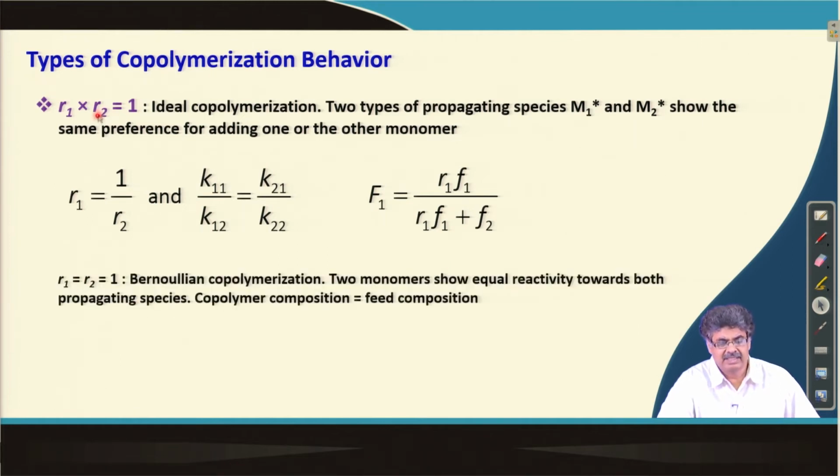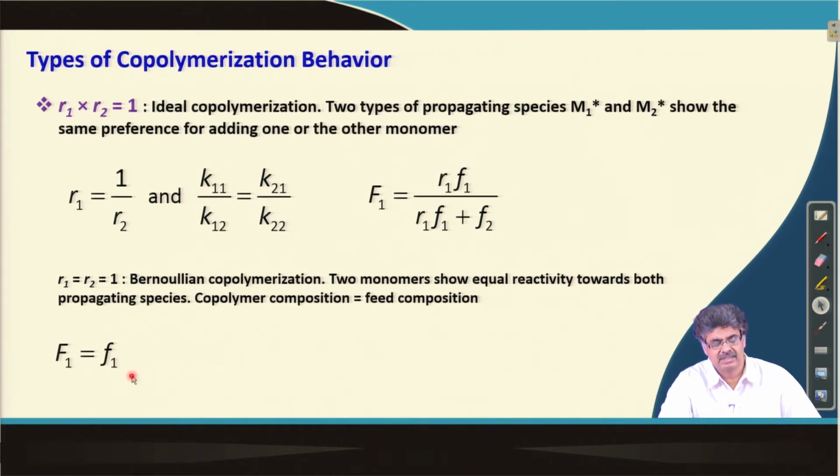Now, another special case is where r1 and r2 both are equal to 1. We give this the special name Bernoullian copolymerization. In this case, the two monomers show equal reactivity towards both propagating species. So, there is no preference of M1 star reacting with M2 or M1, and similarly for M2 star reacting with M1 and M2. Hence, the copolymer composition always equals the feed composition.